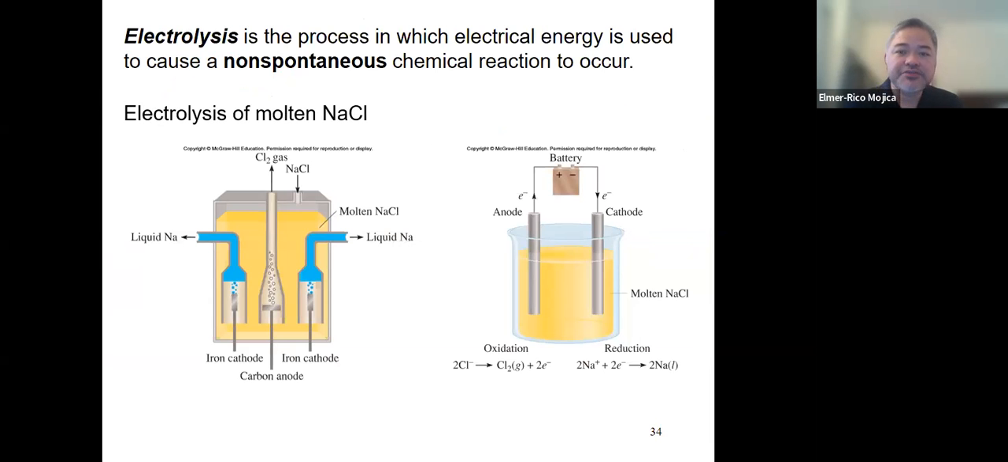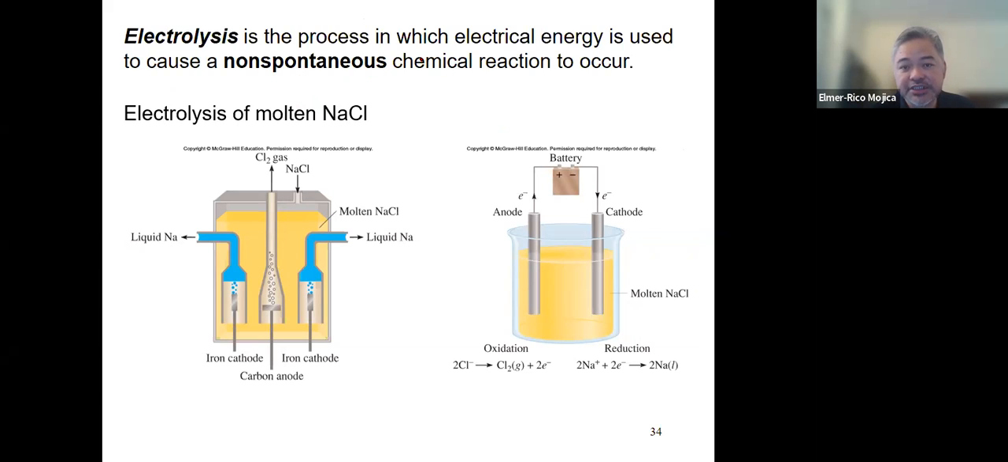Now we go to the other end of electrochemistry. So what we discussed so far is the galvanic cell. So what happens if we use electricity for the reaction to take place, like electrolysis?